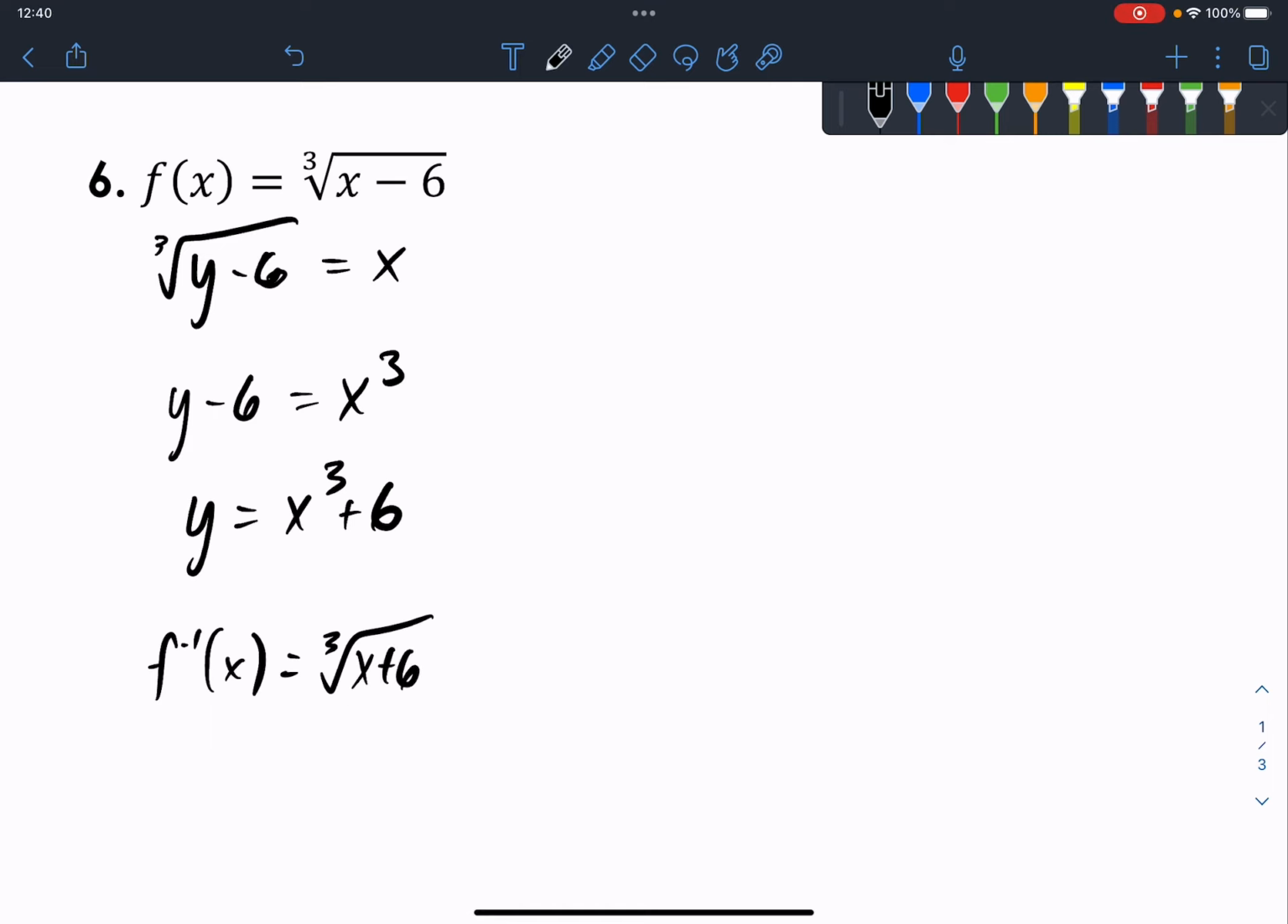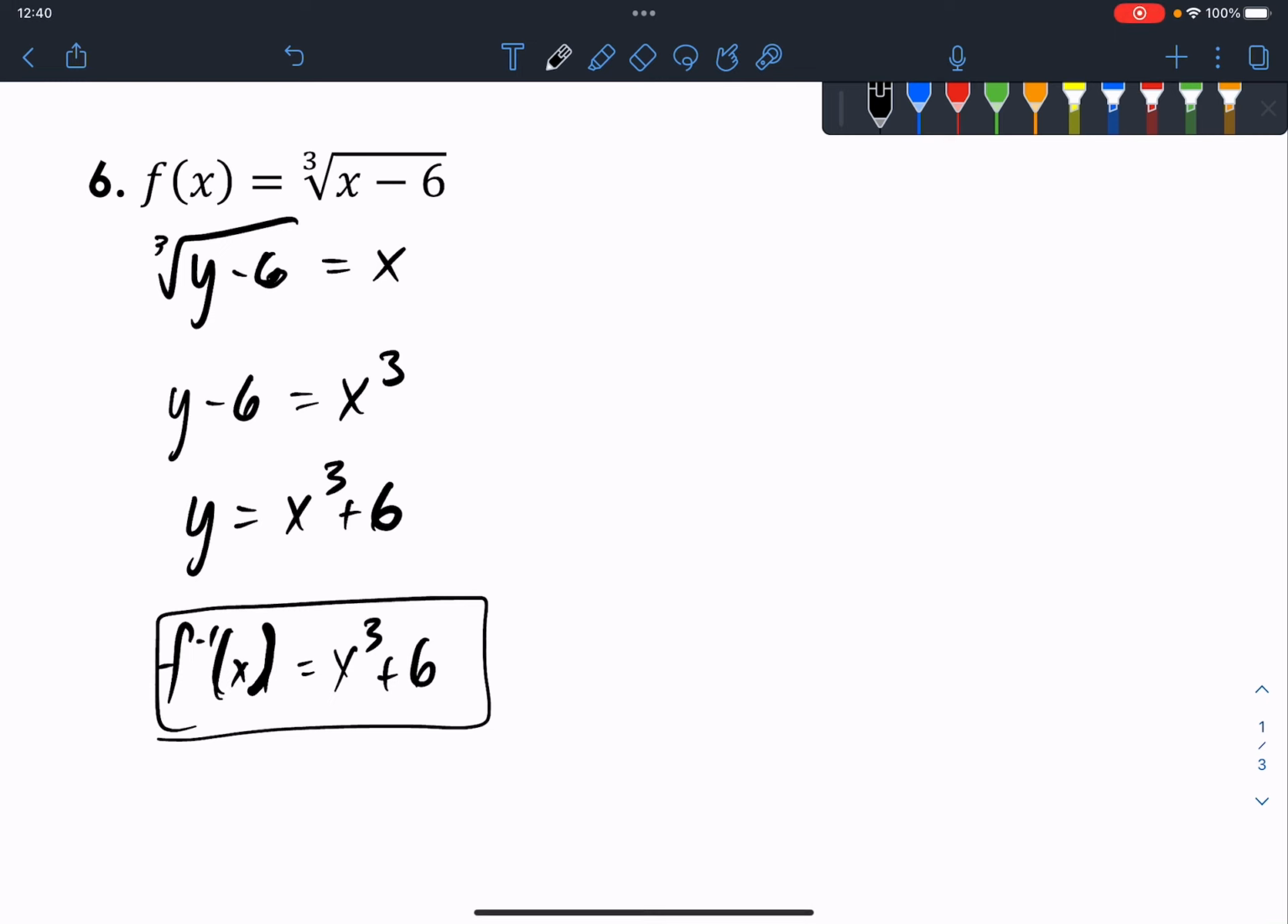And there is my, oops, I don't know what I'm writing here. Hold on, sorry. My inverse would be x to the third power plus 6. Again, f inverse of x equals x to the third power plus 6.